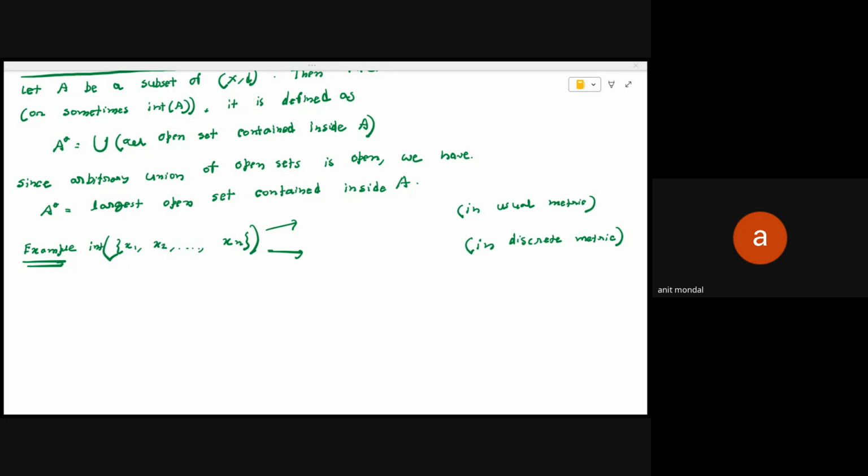In the usual metric it will be phi, and in the discrete metric it will be the set itself. Exactly. So as Anit is saying, in the usual metric it should be phi, and in the discrete metric that should be simply the same set.